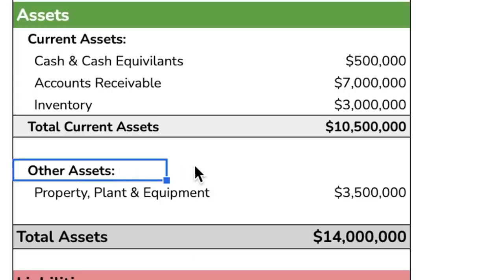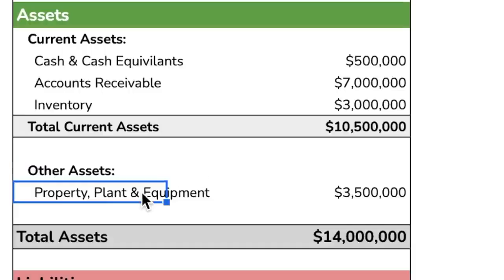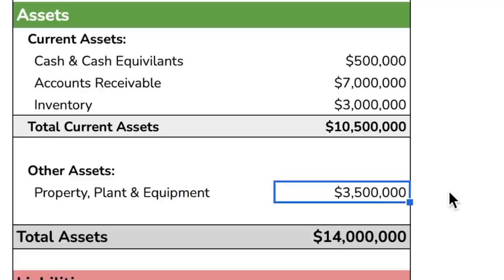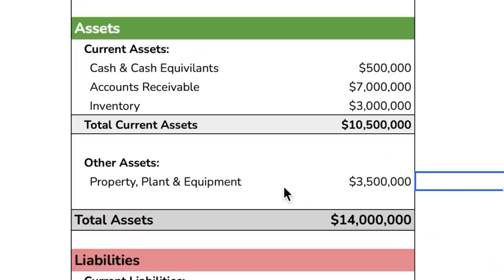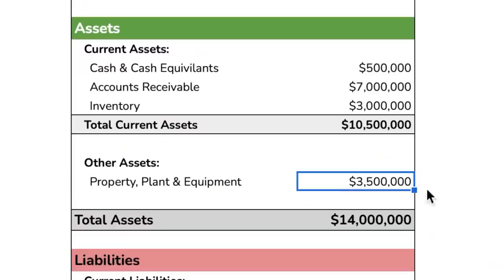So the next item here is non-current assets or other assets, and we have here property, plant, and equipment. And when a CFO is looking at this balance of $3.5 million, they're asking themselves a question of, is this entire balance appropriate to be booked in a balance sheet? Meaning, is any of this obsolete? Like if this is machinery or equipment, are we using all of it, or some of it is obsolete and needs to be written off? So this is the risk here when you look at this number, is to know the composition.